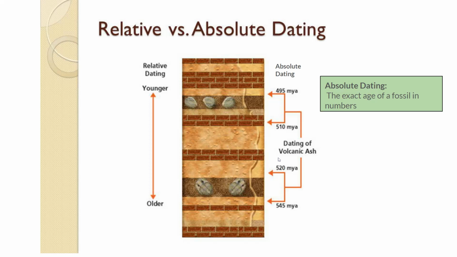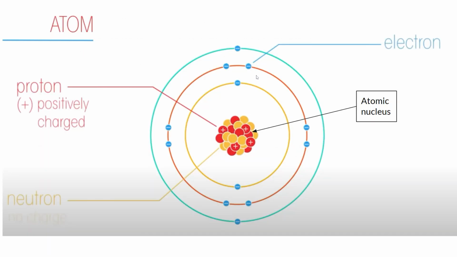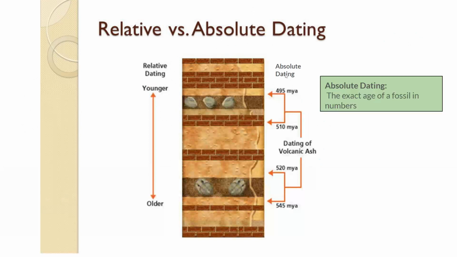Hi everyone. So far we've been talking about relative dating in our previous videos. We've been comparing rock layers in terms of younger versus older, and that's what we call relative dating. Today we're going to be focusing more on absolute dating. Absolute dating is finding the exact age of a fossil in numbers. So we're going to try to figure out what the exact ages of rock layers or fossils are.